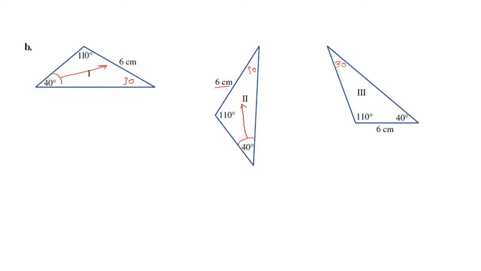Let's have a look at this one here. So we'll identify the angle that's 40 degrees. Let's draw an arrow to look at the opposite side. That is not the side that's 6 centimeters. Our 6 centimeter side is down here. It's next to, or adjacent to, the angle that's 40 degrees. So therefore, this triangle is not congruent. The first one, 1 and 2, are our congruent triangles.